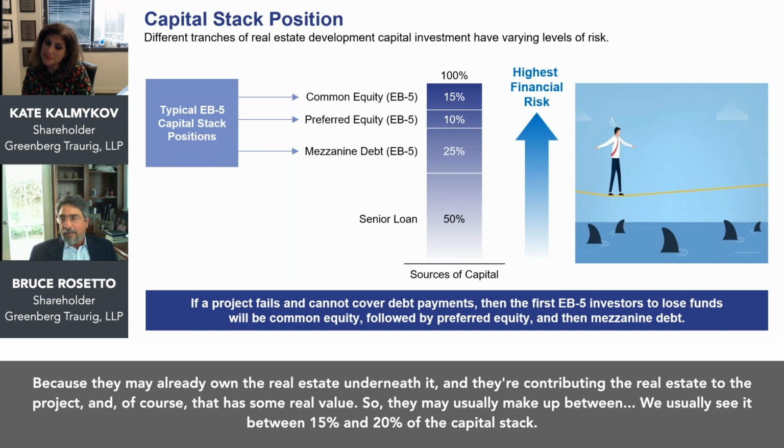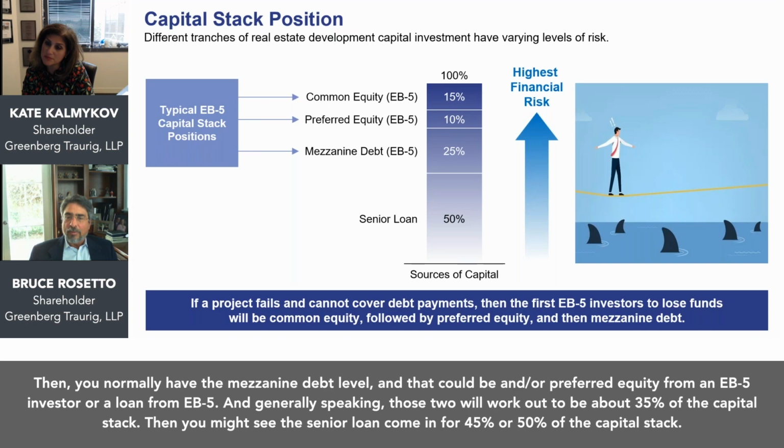So they usually make up, we usually see, between 15 and 20% of the capital stack. Then you normally have the mezzanine debt level, and that could be either and/or preferred equity from an EB-5 investor, or a loan from EB-5. And generally speaking, those two will work out to be about 35% of the capital stack, and then you might see the senior loan come in for 45 or 50% of the capital stack.